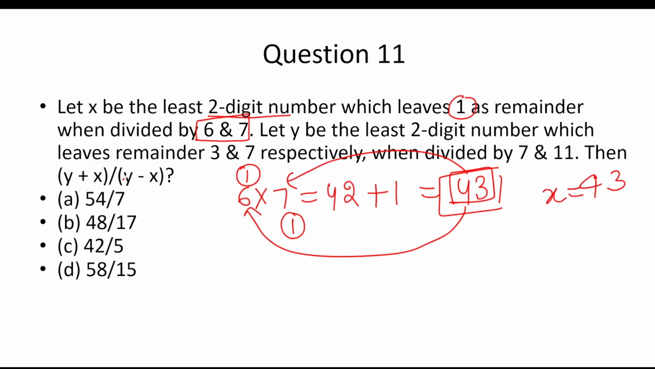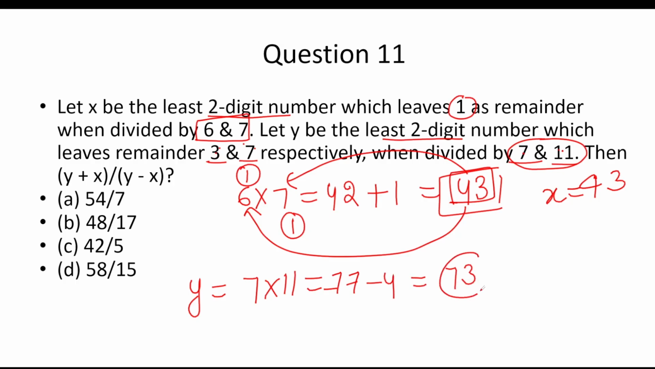Now let's calculate the value of Y. Y is the least 2-digit number which leaves remainder 3 and 7 when divided by 7 and 11. See, divided by 7 and 11 means the number Y will be based on 7 into 11, that is 77. Now here what is the remainder with 7? 3. What is the remainder with 11? 7. Here what is the difference of this 7 and 3? 4. What is the difference of 11 and 7? 4. Just subtract that difference. So the answer will be 73.